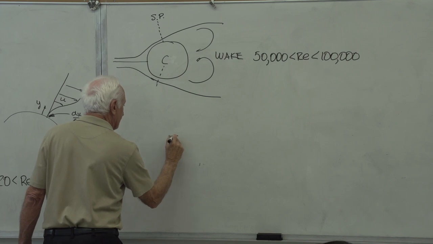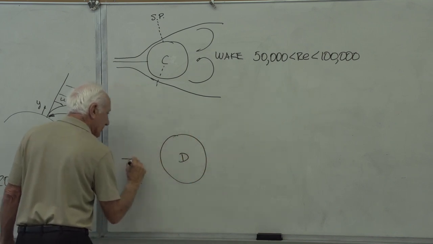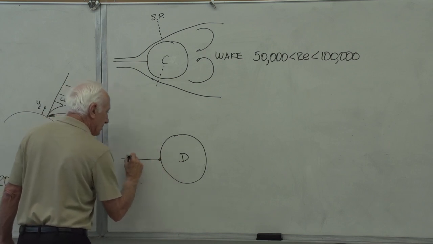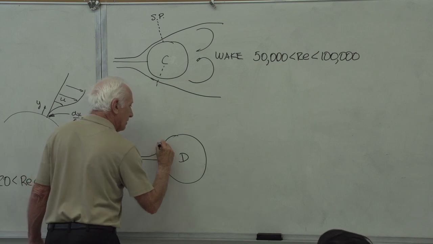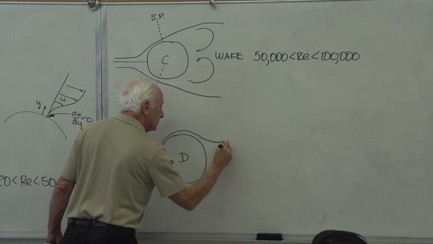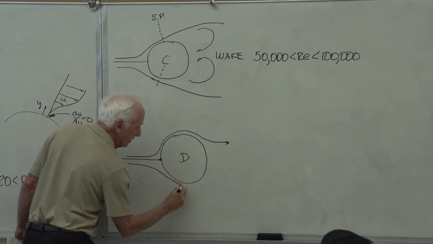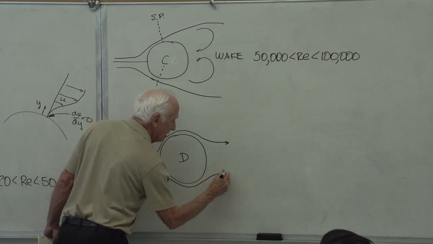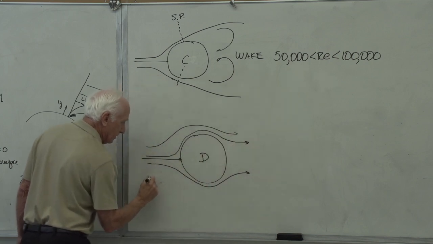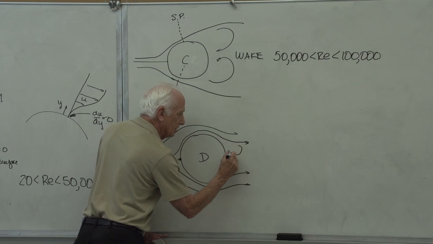Case D. Stagnation streamline. Now the Reynolds number is so large, the boundary layer, which was laminar, transits to turbulent, and the turbulent boundary layer sticks to the walls of the cylinder better. So now the wake region behind the cylinder becomes smaller.